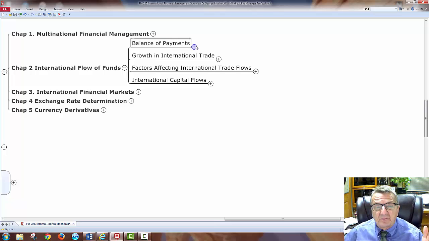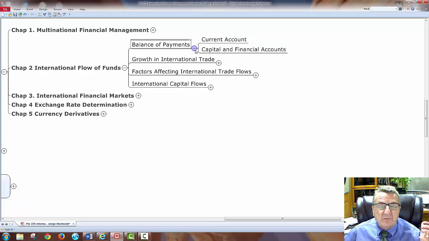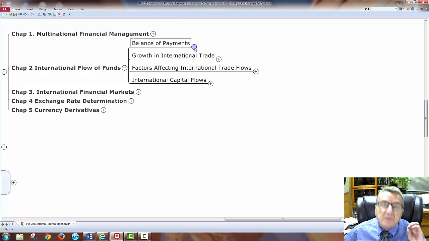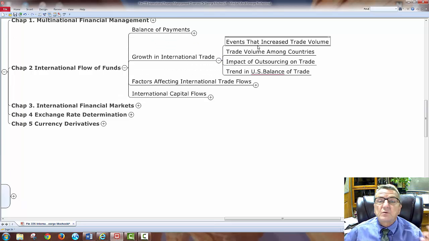Okay. Now, chapter 2, international flow of funds. You're going to talk about the balance of payments. Okay. Current account, capital accounts. Remember, these are terms. I'm planting the seeds now. Growth of international trade. Events that increase trade volume. We have a big deficit in the United States. We import a lot. We don't export more.